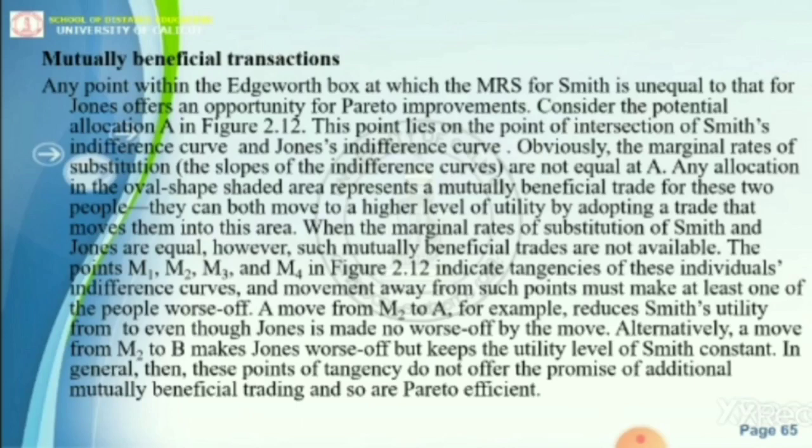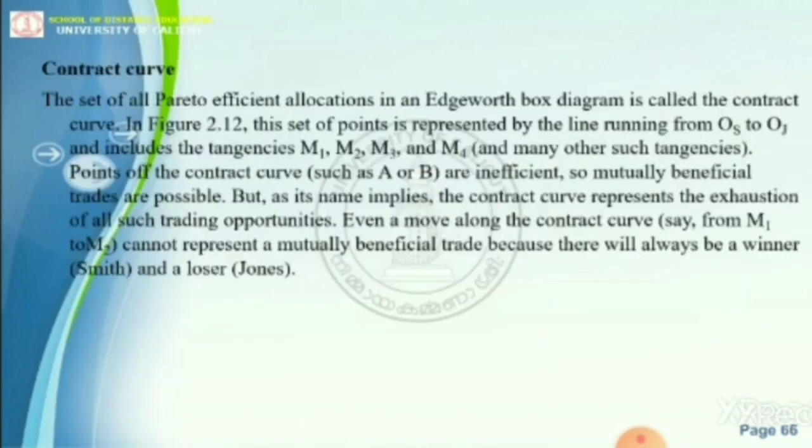In general, then, these points of tangency do not offer the promise of additional mutually beneficial trading and so are Pareto efficient. The contract curve: the set of all Pareto efficient allocations in an Edgeworth box diagram is called the contract curve. ഒന്നുകൂടി നോക്കിക്കോ, സെറ്റ് ഓഫ് ഓൾ പാരറ്റോ എഫിഷ്യൻറ്റ് അലോക്കേഷൻസ് ഇൻ എഡ്ജ്വർത്ത് ബോക്സ് എന്ന് പറയുന്നതാണ് കോൺട്രാക്ട് കർവ് എന്ന് പറയുന്നത്.